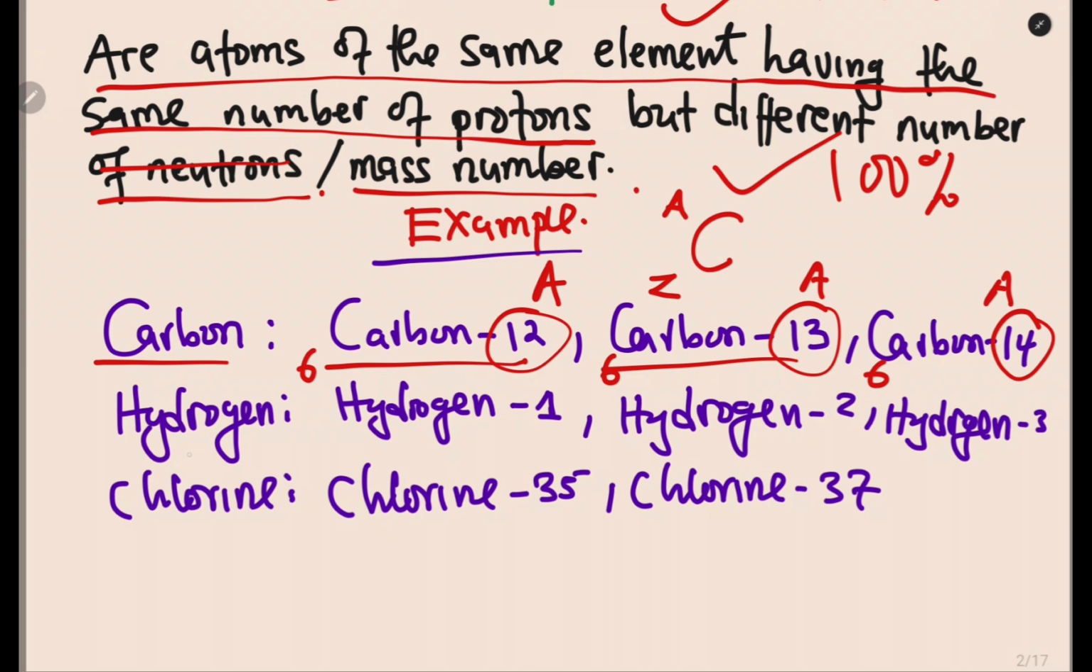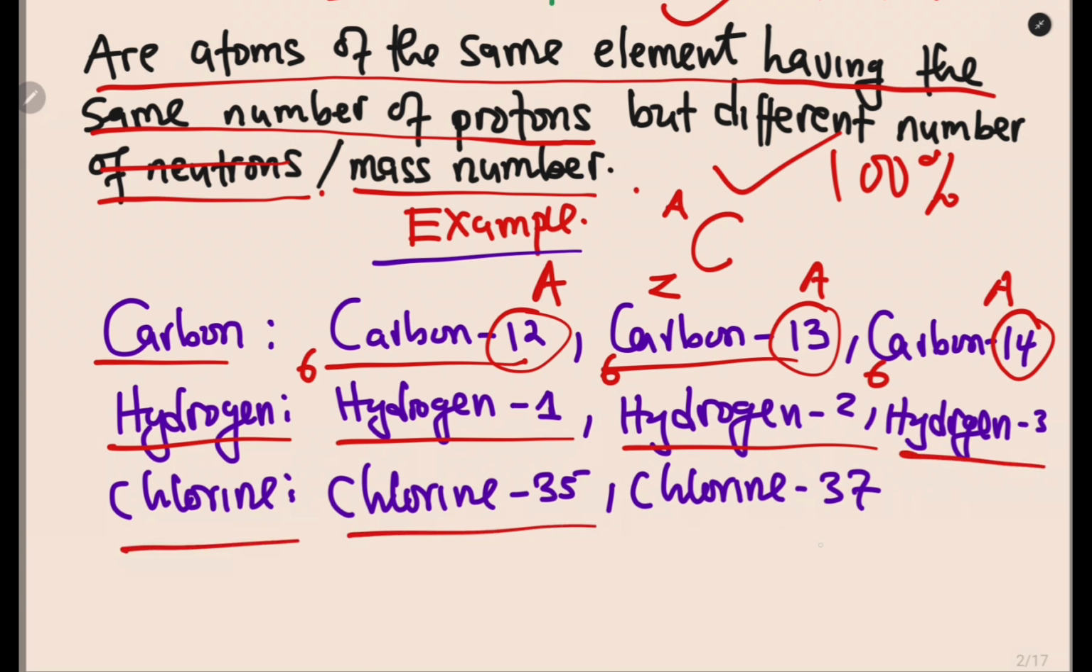Okay, then the other example of isotopes, we can look at hydrogen. So we have hydrogen 1, hydrogen 2, and hydrogen 3. Then chlorine, there's chlorine 35 and chlorine 37. So these are some of the isotopes that we can look at. Have I said they are the only ones? No, I've said these are some of the examples. So as you study, as you go through, make sure that you look at some other isotopes.